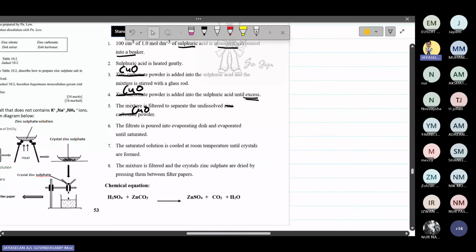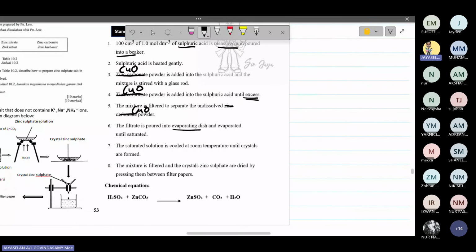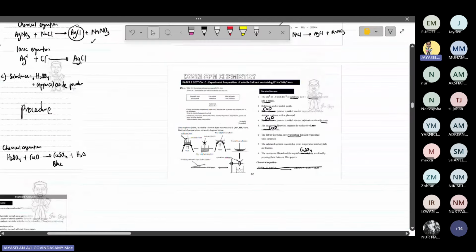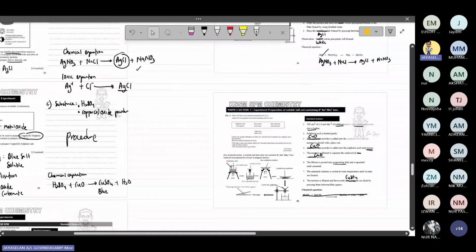The filtrate is then evaporated in an evaporating dish until saturated. The saturated salt solution formed is cooled for crystallization. The mixture is filtered and the copper 2 sulfate crystals are dried by pressing between a few filter papers. Do the equation. That's all. Any question? Okay, that's all for my target.